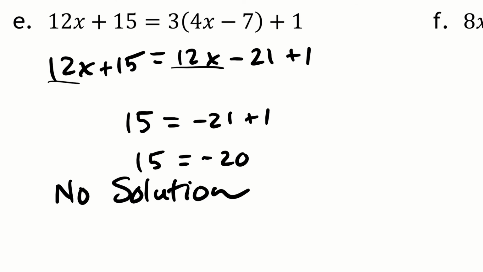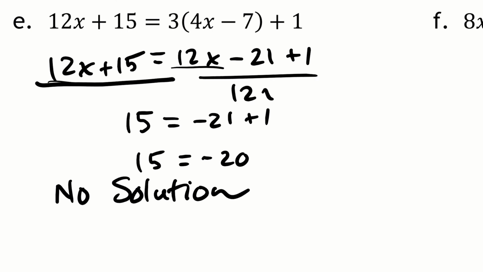Another way of thinking about this in terms of lines, if I looked at this equation and the simplified version of this one, the other side would be 12x minus 20. These are two lines. If I graph the left and the right hand side, they're both lines with slope 12, up 12 units over 1.